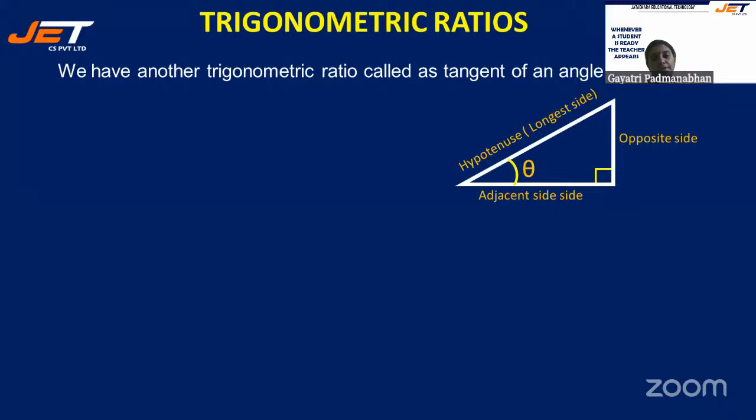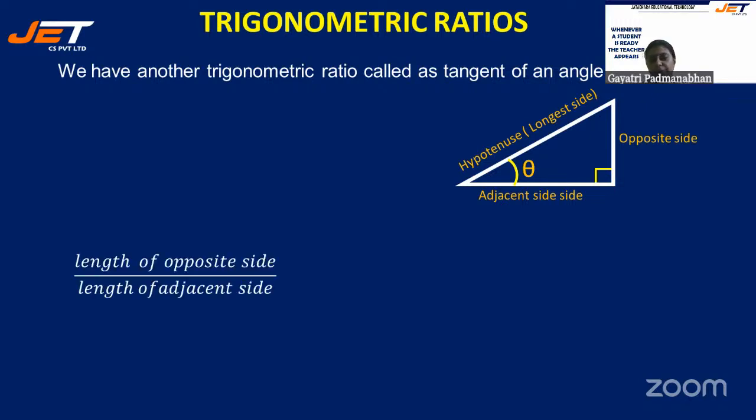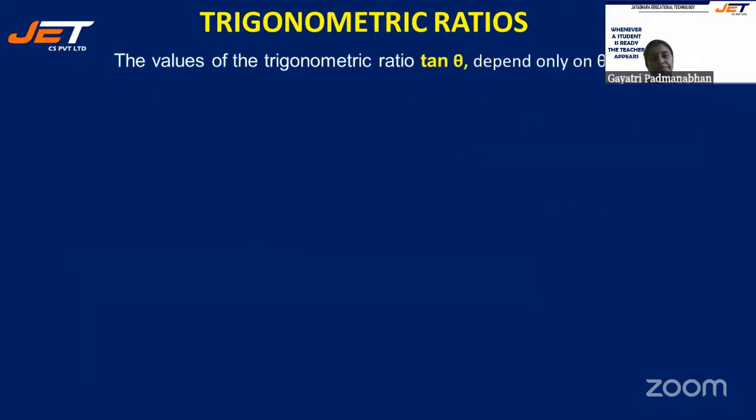It's usually called tan theta, another trigonometric ratio called the tangent of an angle. So what is tangent? Here you should never take the hypotenuse. You should take the opposite side by the adjacent side. The longest side you should leave, that is, the hypotenuse has to be left. So it is opposite side by adjacent side. Right. So that is called tangent theta or tan theta. The value of the trigonometric ratio tan theta depends only on theta.